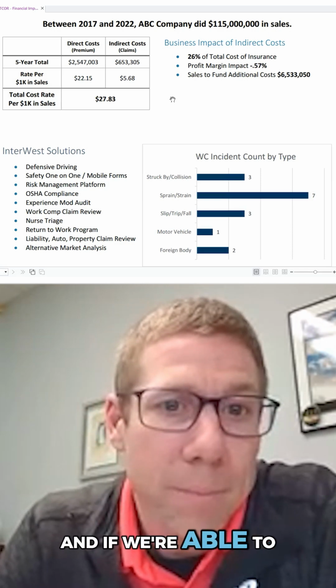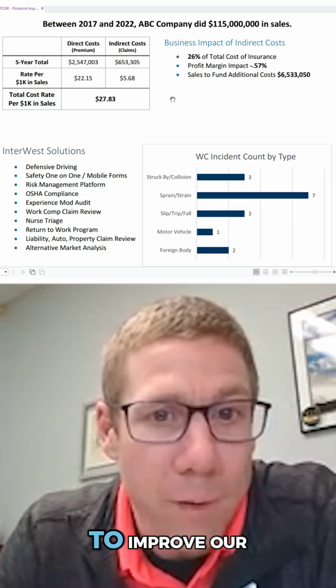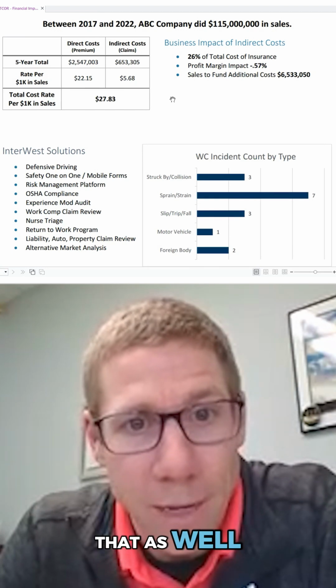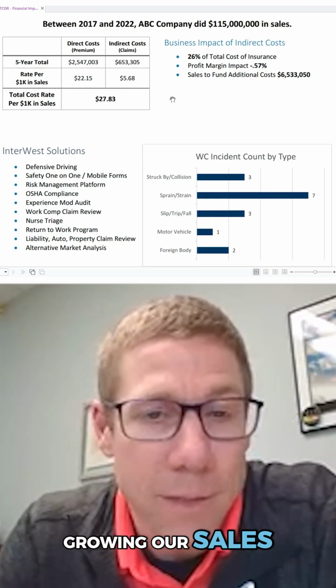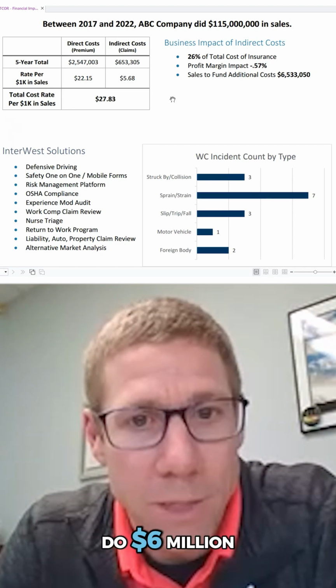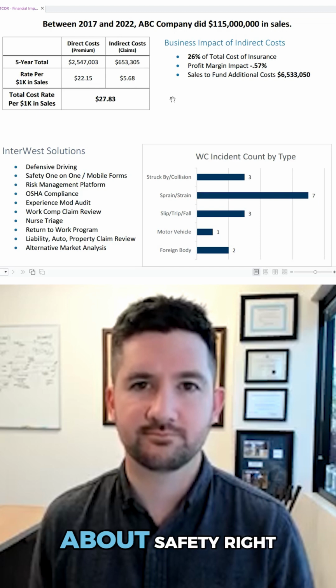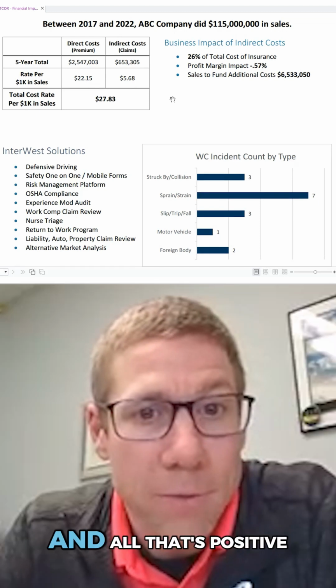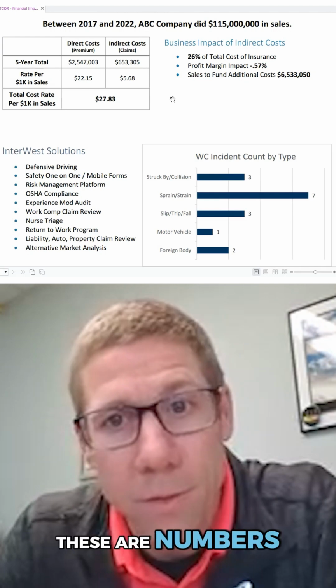If we're able to do that, then potentially we have an ability to improve our profit margin by 0.5%. And if we really do that, that's the same as maybe growing our sales by $6 million. So is it easier to try to go out and do $6 million more in sales? Or do we want to talk about safety, right? Preventing claims and being operationally a little more efficient, and all that's positive. At the end of the day, though, these are numbers on a page.